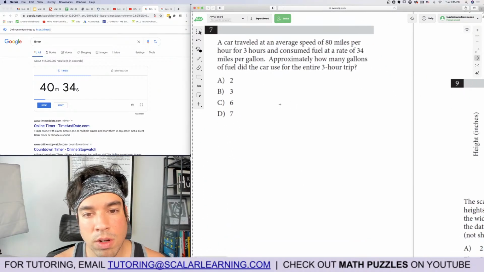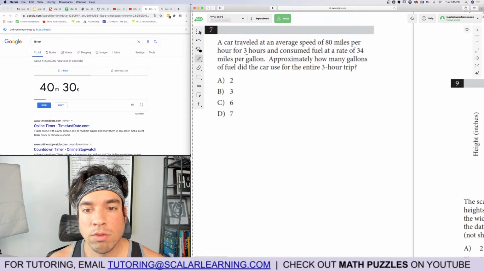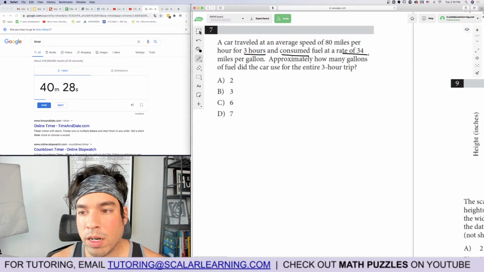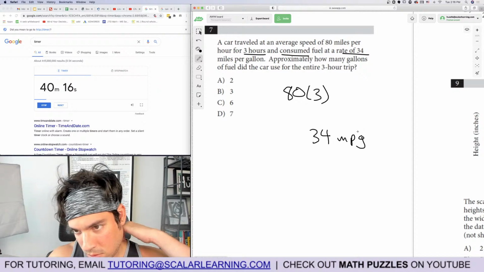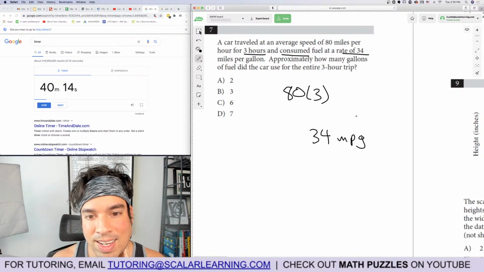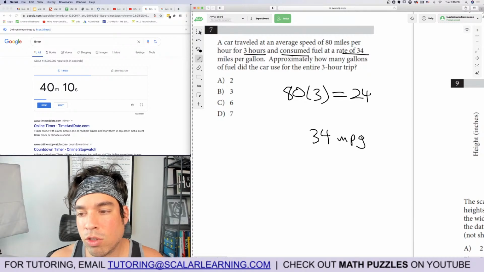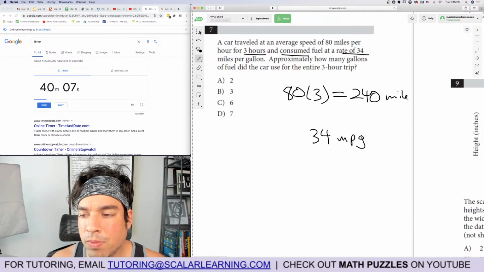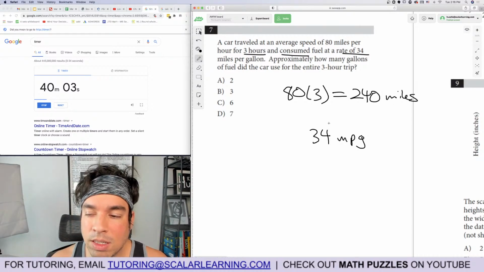Number 70. A car traveled at an average speed of 80 miles per hour for 3 hours and consumed fuel at a rate of 34 miles per gallon. So 80 miles per hour for 3 hours means it traveled 240 miles. Approximately how many gallons of fuel did it use? We already know it traveled 240 miles, and the question is how do we go from there? Well, we're going to divide.